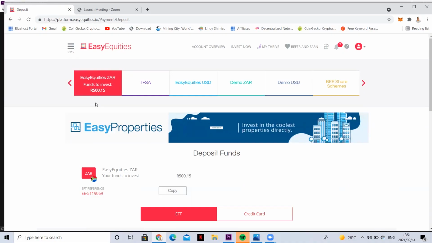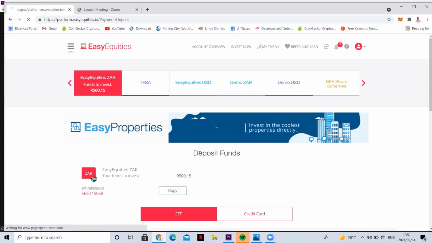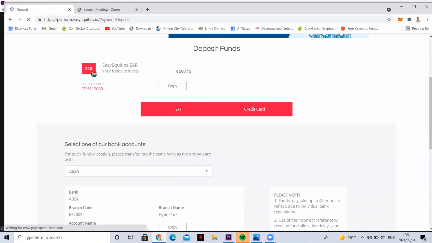I did say that I'll deposit 500 Rand and only buy for 500 Rand. In order to deposit, if you are new, you go to my menu button and go to deposit, and it will give you an option to use a credit card or EFT the money into their account. And then do remember to use the reference. So each and every account that is created, you will have a reference number. Don't use this one. This one is mine.